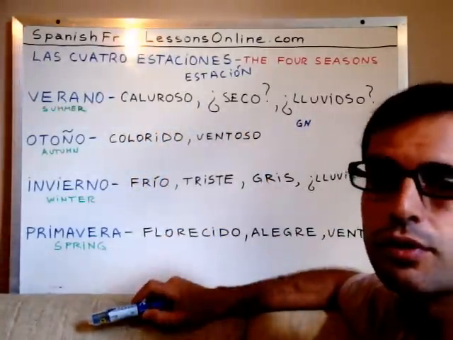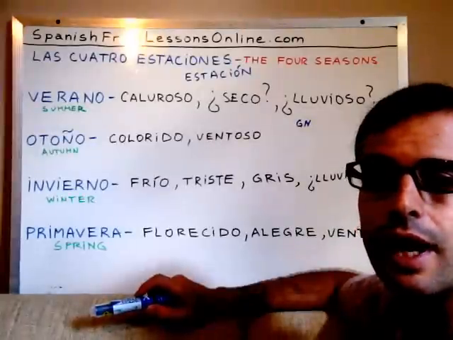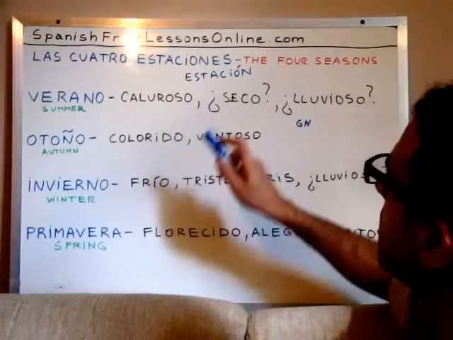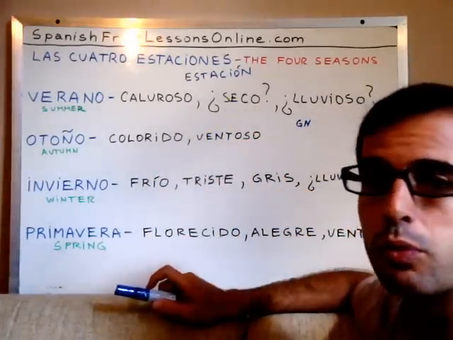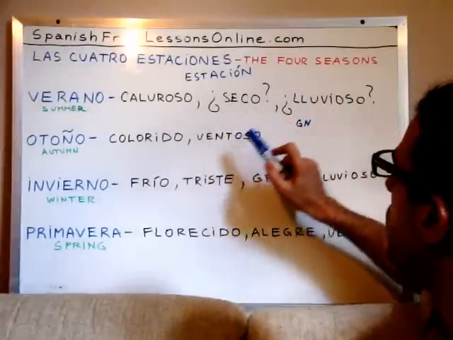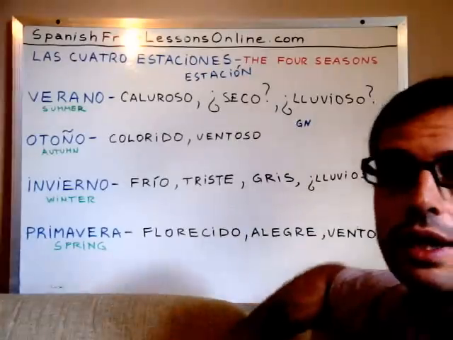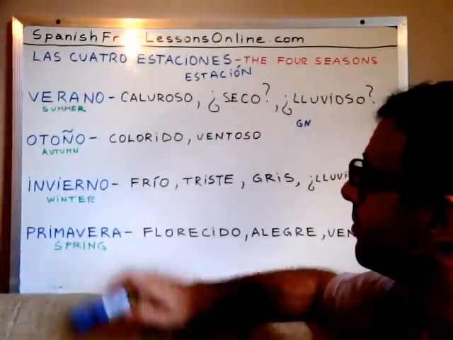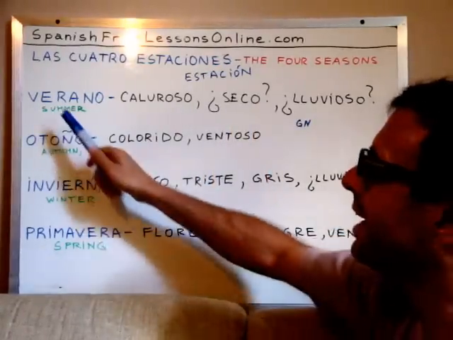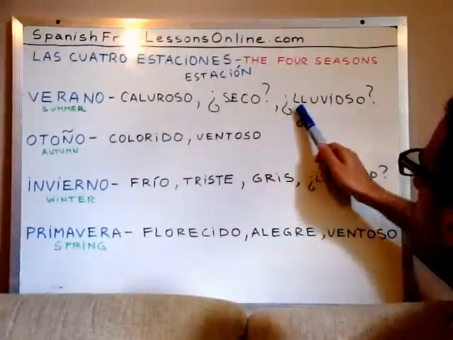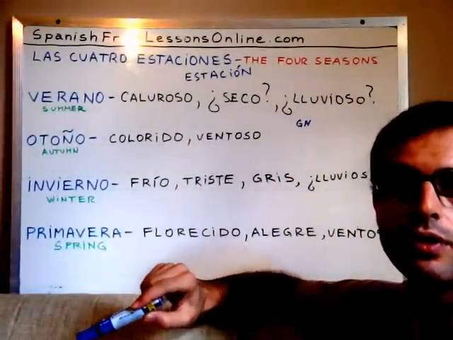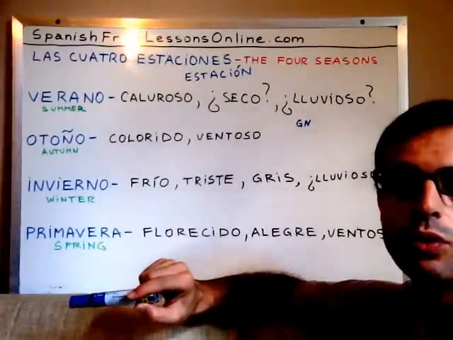Caluroso. Four syllables. El verano es caluroso. The summer is hot. Also, depending on which part of the world you are, summer can be either dry, seco, or lluvioso, rainy. So we would say, el verano es seco, or el verano es lluvioso. The summer is rainy. El verano es lluvioso.